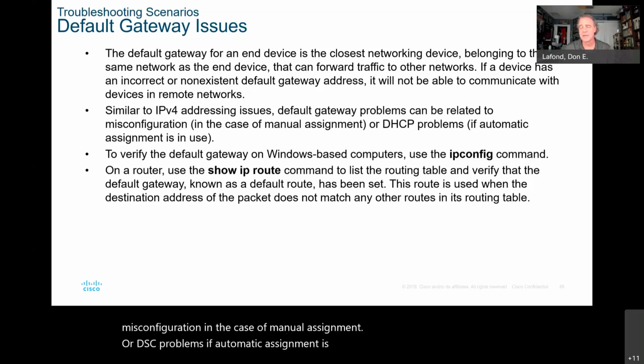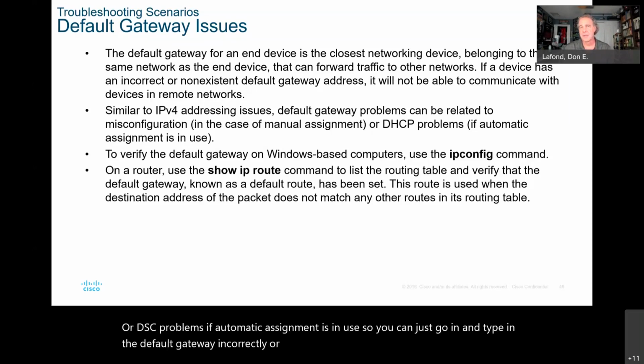So you can just go in and type in the default gateway incorrectly, or DHCP could automatically assign the wrong address, or no address at all.